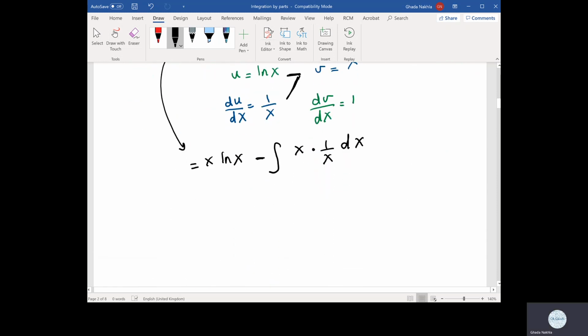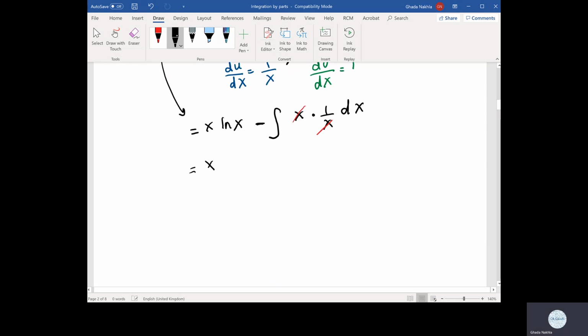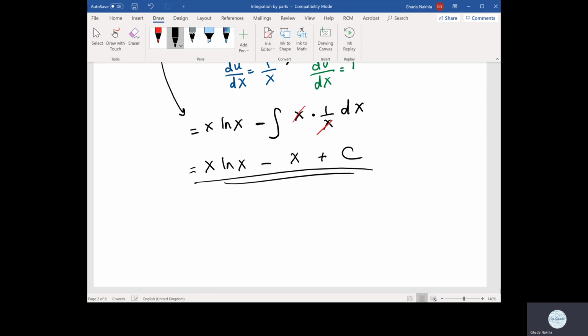Then I'm going to finish it off by integration. Let's simplify this. So basically I'm integrating 1, which is easy. So it's equal to x ln x minus integration of 1 is x plus c. And that's my answer.